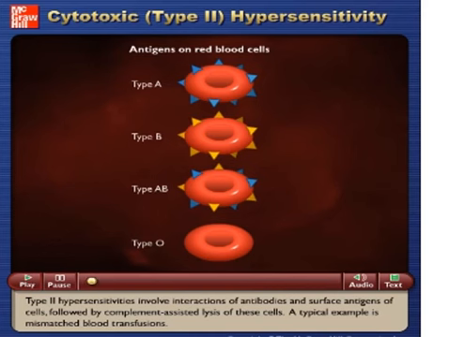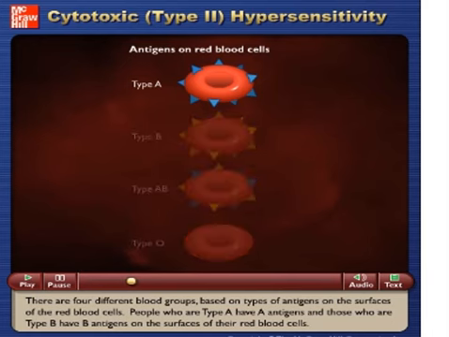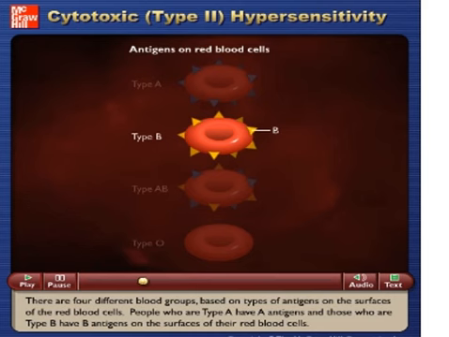Type 2 hypersensitivities involve interactions of antibodies and surface antigens of cells, followed by complement-assisted lysis of these cells. A typical example is mismatched blood transfusions. There are 4 different blood groups based on types of antigens on the surfaces of the red blood cells. People who are type A have A antigens, and those who are type B have B antigens on the surfaces of their red blood cells.